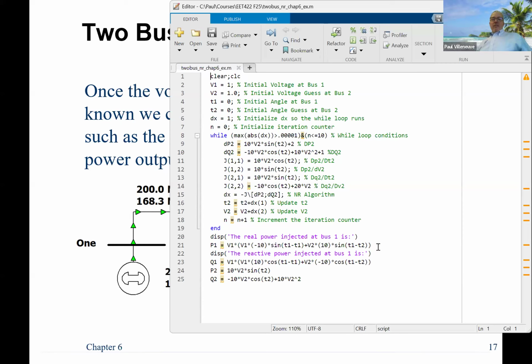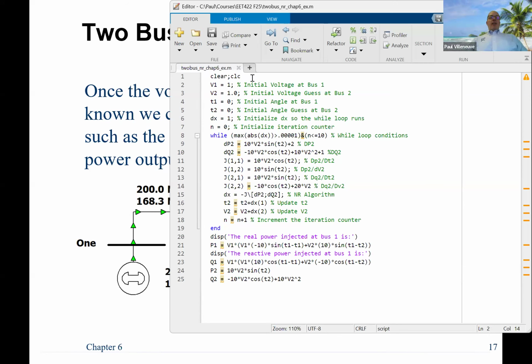And at that point, I'm going to check and see what the power at the slack bus needs to be. The real power of the slack bus has to be all the power delivered to the load and then any power consumed in the line. Same thing with the reactive power. I also, just for giggles, check to see whether the power injected at bus 2, both real and reactive, matches 200 megawatts and 100 megavars.